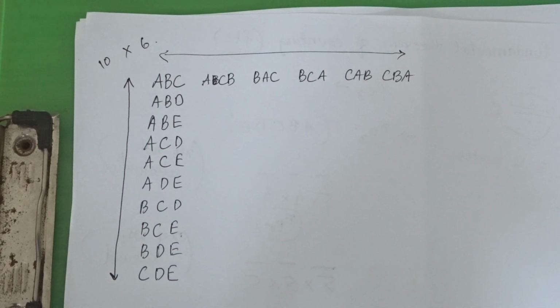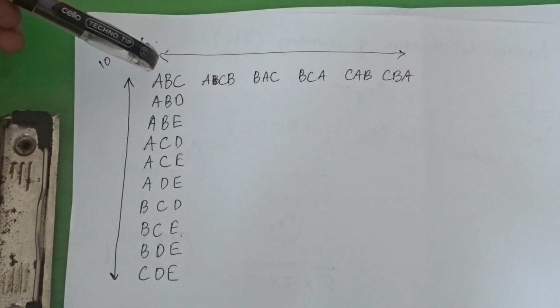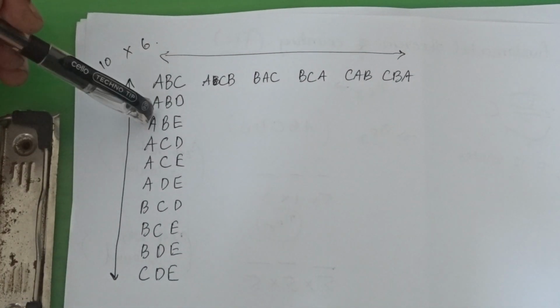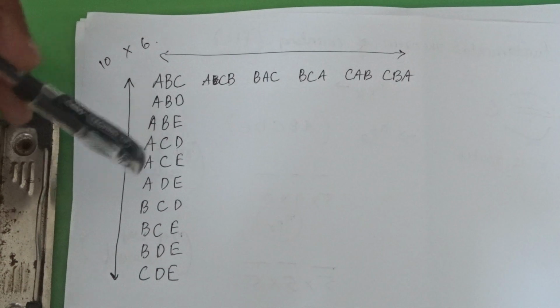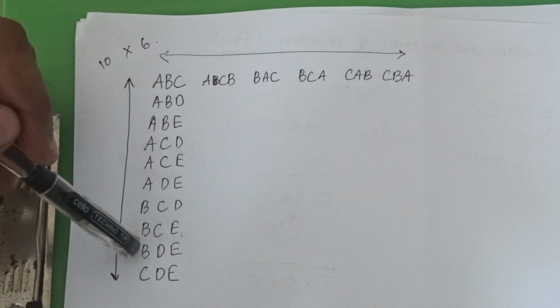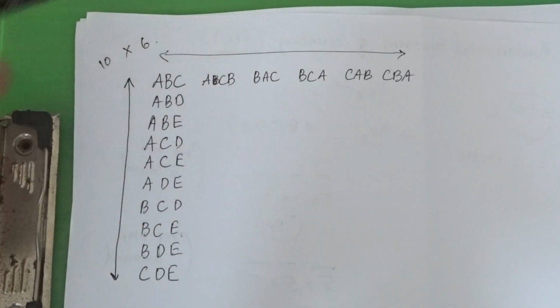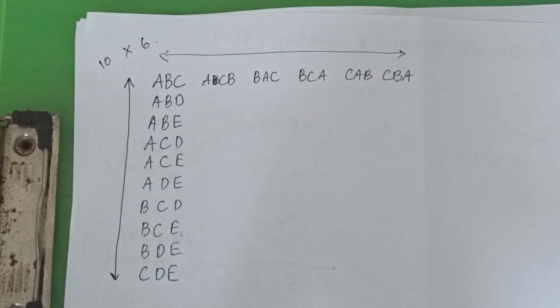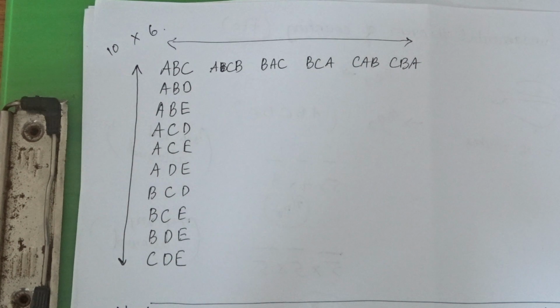What do those 60 look like? I've not listed all 60, but I've basically given an idea of what it looks like. Now there are 10 different selections: ABC, ABD, ABE, ACD, ACE, ADE, BCD, BCE, BDE and CDE are the only possible selections of 3 items from 5 items, right?